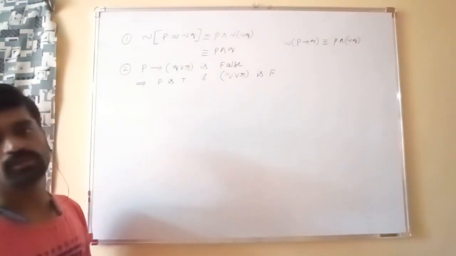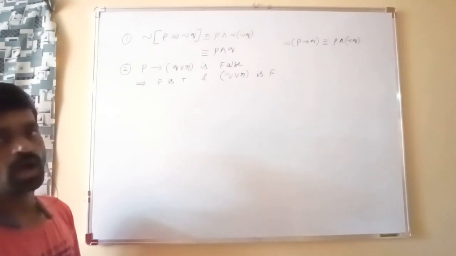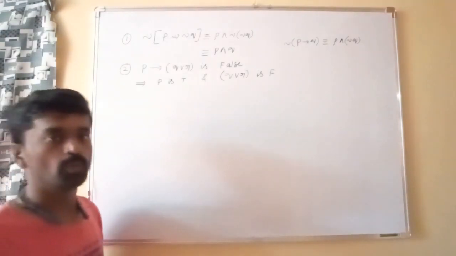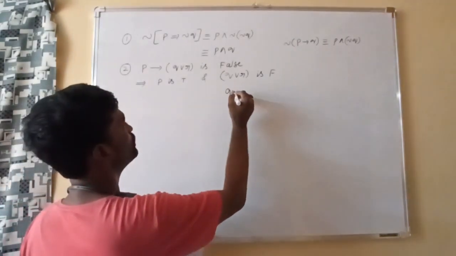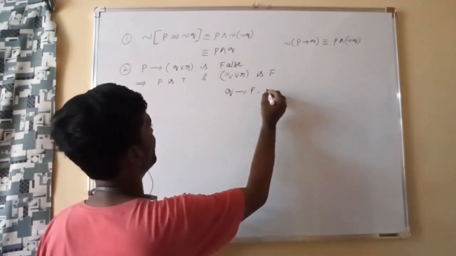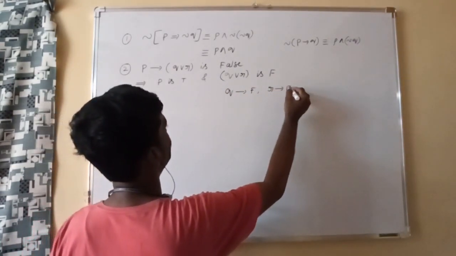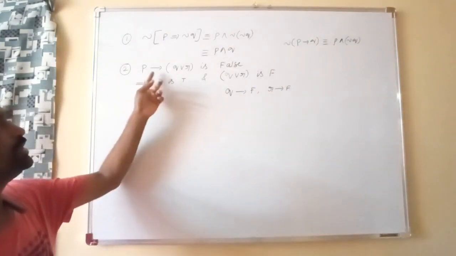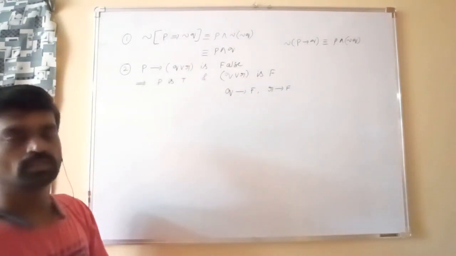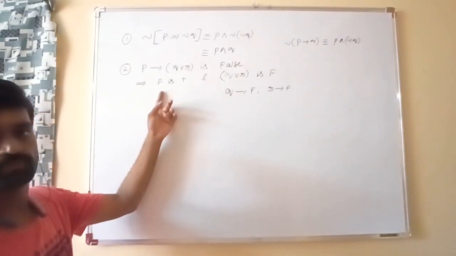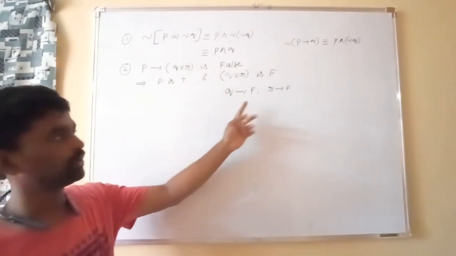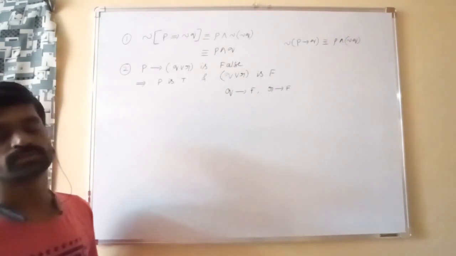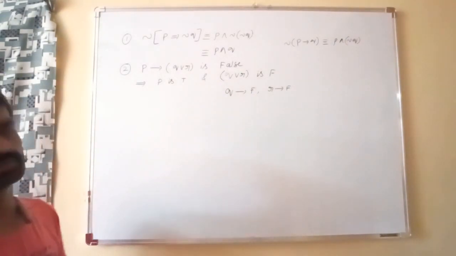Both are false, then only false. So thus Q ∨ R is false only when both components, Q is false as well as R is also false. So thus the given statement P implies (Q ∨ R) is false only when the truth value of P must be true, Q must be false, R must be false. So thus the answer is TFF.